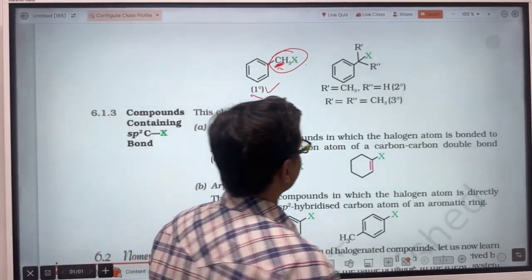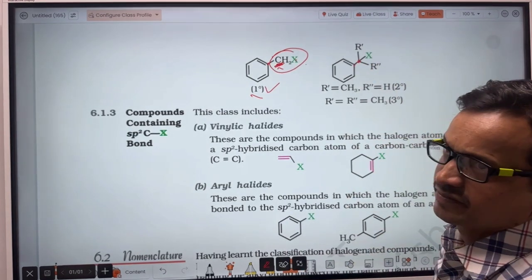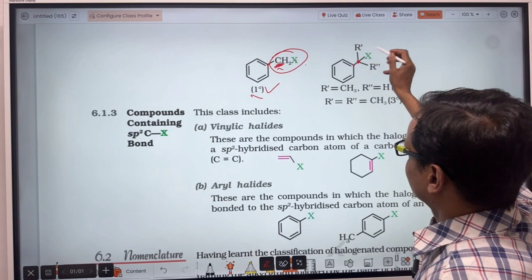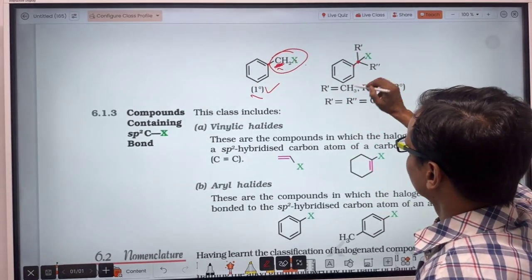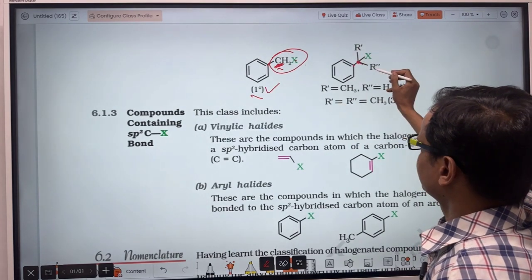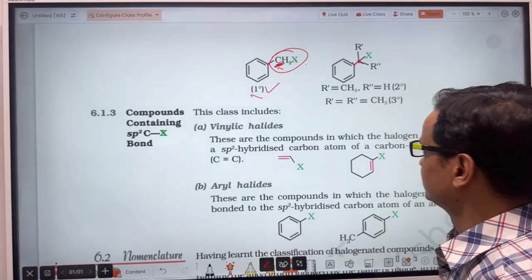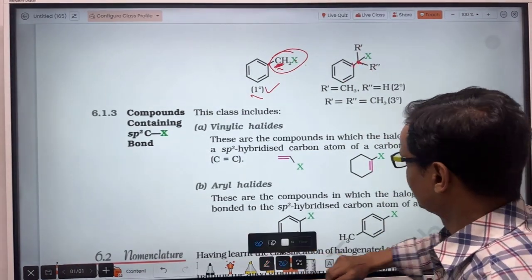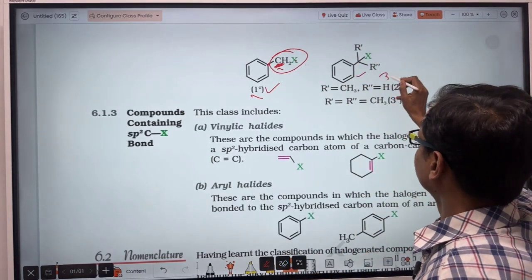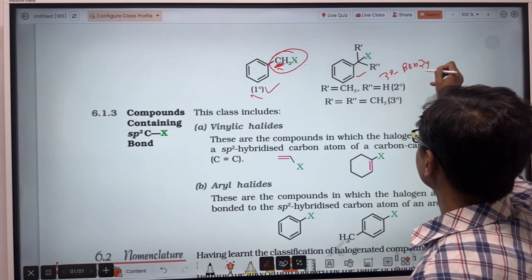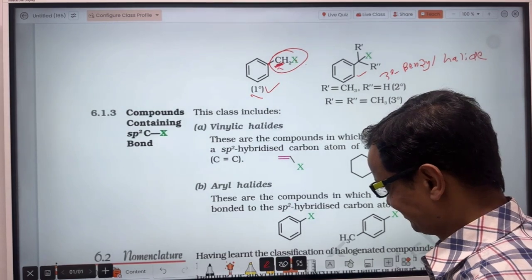Now here halogen is bonded to this carbon, and this carbon is bonded to the carbon of benzene. So the whole compound will be called benzylic halide, and here this carbon atom is also bonded to 3 other carbons. That means 1 carbon of this alkyl group, 1 carbon of this alkyl group, and 1 carbon of benzene. That means this carbon is bonded to 3 carbon atoms. That's why that will be 3 degree benzyl halide or 3 degree benzylic halide.